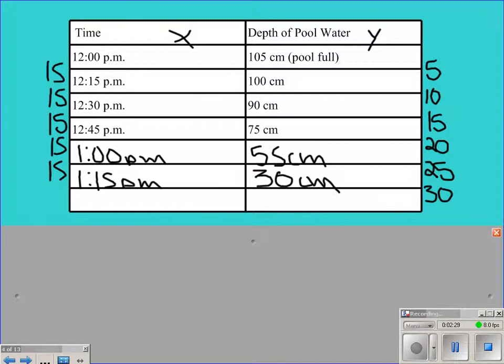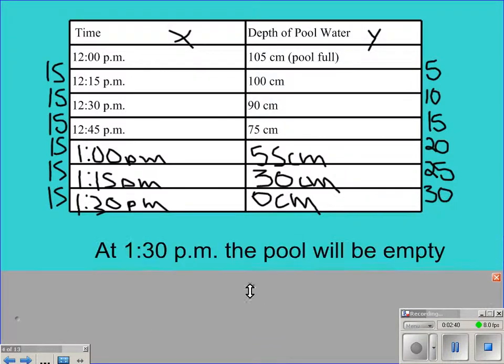Now subtract 30 and 30. Add 15 more minutes. And that gets you to 1:30. At 1:30 p.m., the pool will be empty.